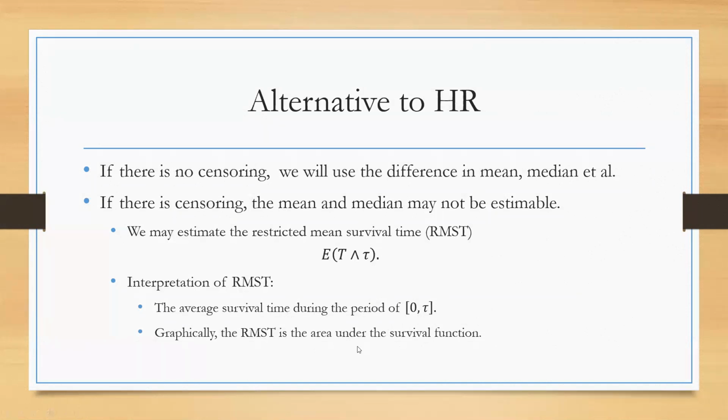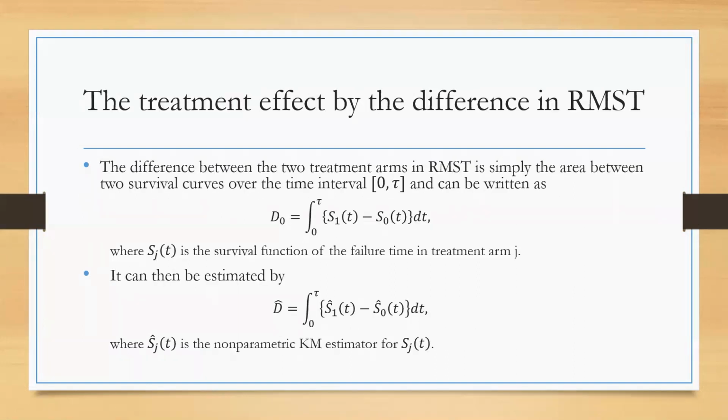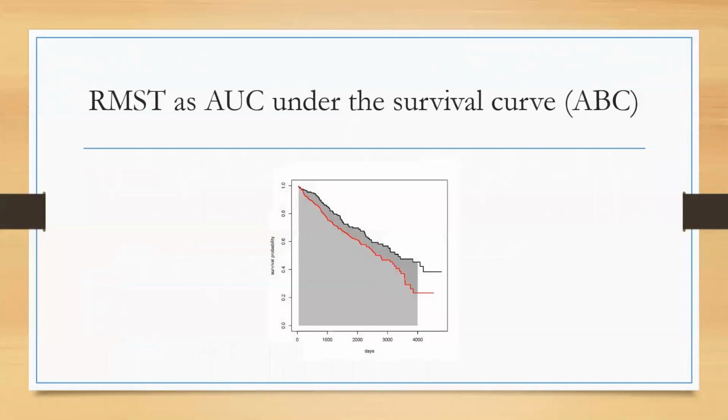Graphically, the RMST is also very appealing. It is the area under the survival curve. I will show you the graph here. You can see I plotted two survival functions, and the area under the survival function, for example this area, is the RMST for the black survival curve. And here, the area under the red curve is the RMST corresponding to the red survival curve.